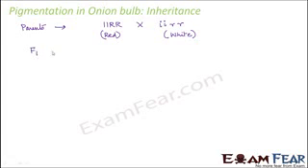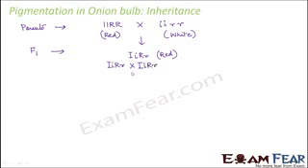So what would be the F1 generation? The F1 generation would be hybrid, capital I, capital R, small r. However, the color would be red, but this is heterozygous, so hybrid red. Now in order to get the F2 generation, we do a self cross, that is capital I, capital R, small r, crossed with capital I, capital R, small r.